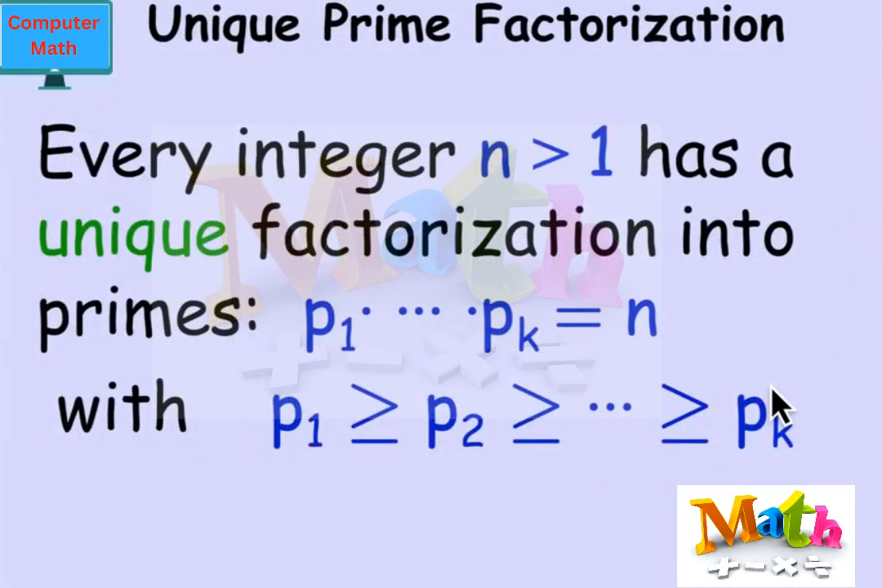This fundamental theorem of arithmetic is also called the prime factorization theorem, and here's what it says when we spell it out without using the words weakly increasing or weakly decreasing. It says that every integer n greater than 1 has a unique factorization into primes. Namely, it can be expressed as a product p1 through pk equal to n, with p1 greater than or equal to p2 greater than or equal to each successive prime in the sequence, with the smallest one last.